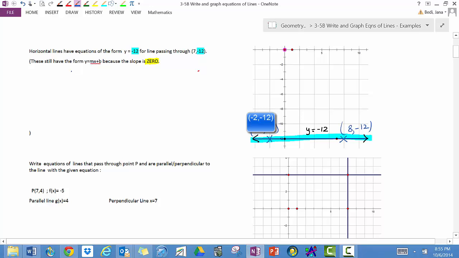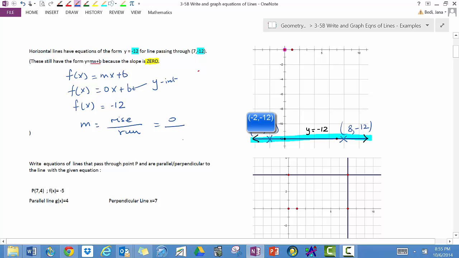We can also write this equation as f of x is equal to mx plus b, and since the slope is 0, you get f of x equals 0x plus b. B is the y-intercept, if you recall, and if you look at the graph, the y-intercept is -12, so f of x equals -12. Just a quick reminder, slope is rise over run. In this case, the rise is 0, the run is infinite. This is how you write infinite. So 0 divided by infinity is 0.